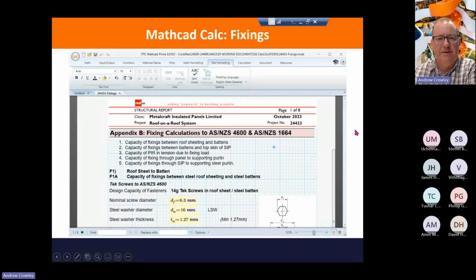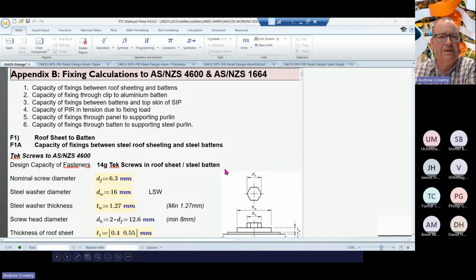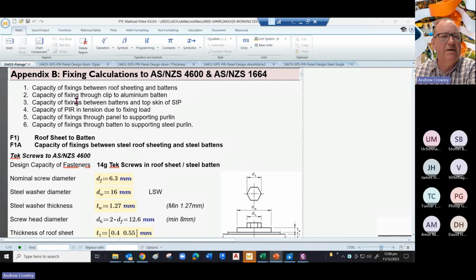We then look at the panel, and this is an unusual panel, and open the Mathcad for that. We start with the fixings, and because you've got quite a complicated load path and many components, there are many calculations to do regarding the fixings. So we start with the fixings between the roof sheets and the battens. Then if we've got E-span, we're using a clip into aluminium battens. We've also got the fixings between the battens and the top skin of the SIP.